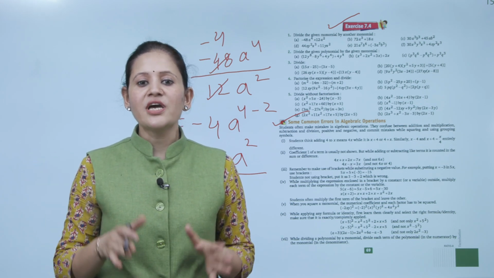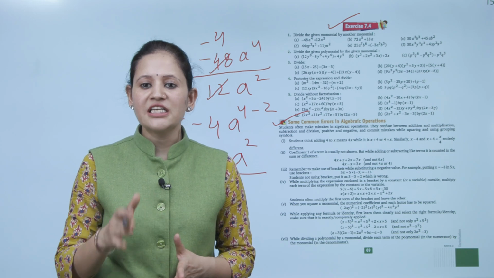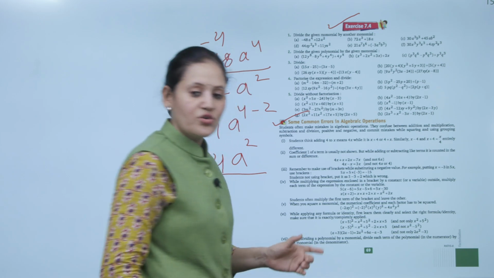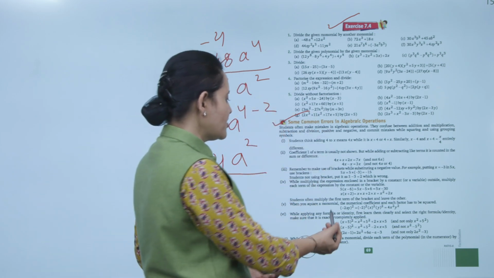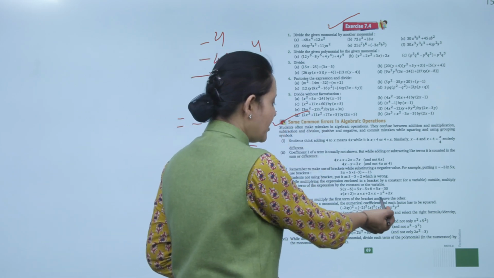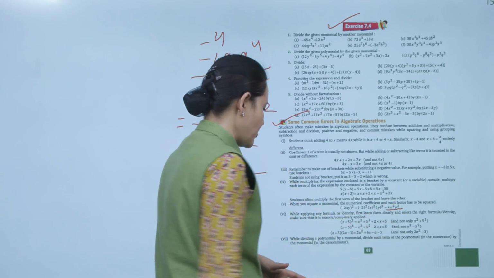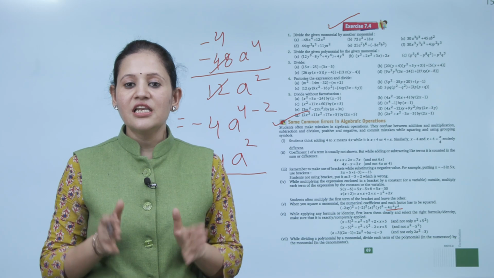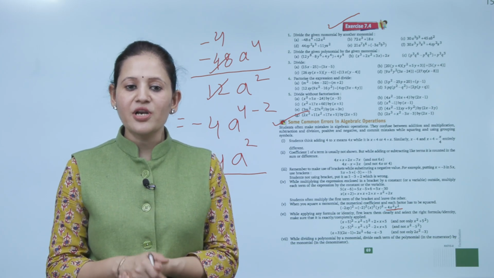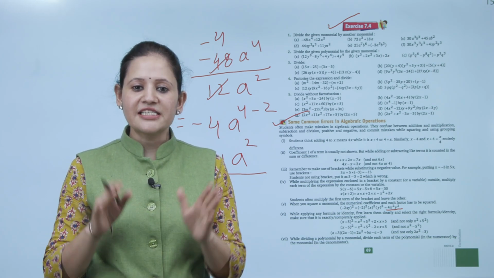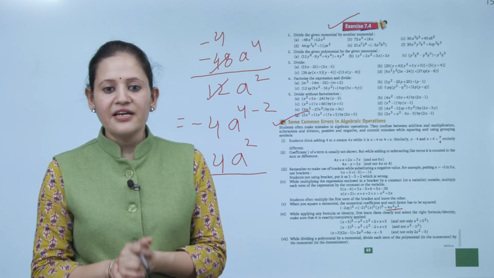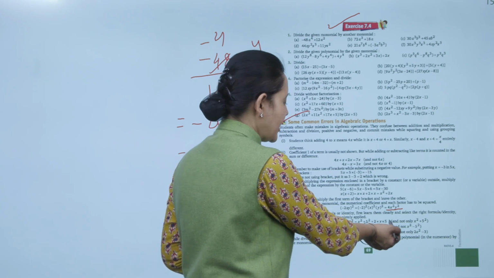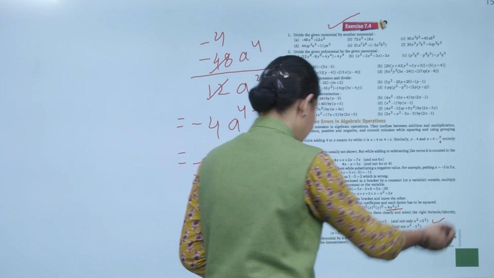Clear? When you square a monomial, the numerical coefficient and each factor has to be squared. Like here, (minus 2xy square) whole squared. So you have to square each term. Minus 2 squared, x squared and y squared, that is equal to 4x square y square. Clear? While applying a formula or identity, first learn them clearly and select the right formula or identity. Make sure that it is completely applied. Like (x plus 5) whole square is equal to x square plus 5 square plus 2x into 5, not only x square plus 5 square.